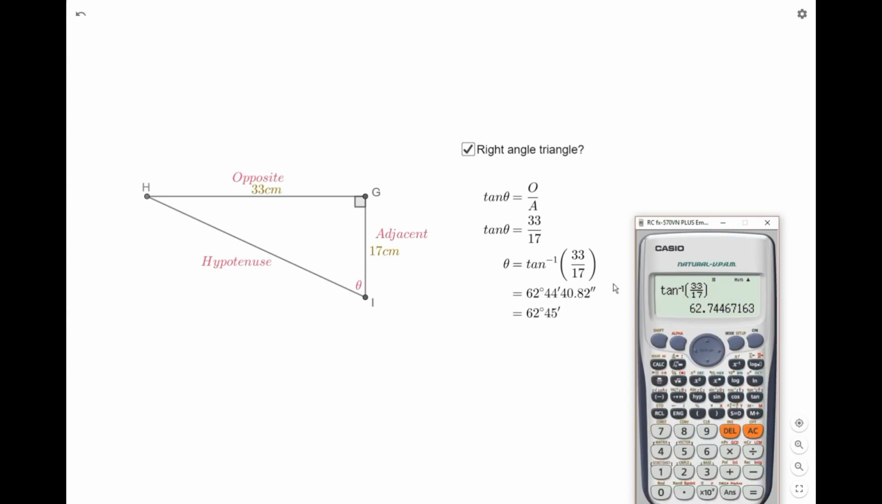When you type this into your calculator, it will give you a decimal. However, don't forget that theta is an angle, so you will need to press this angle button and turn it into a degree. And since there is no question telling you what to round it to, I would always advise to round it to the nearest minute. And to the nearest minute, this is 62 degrees 45 minutes.